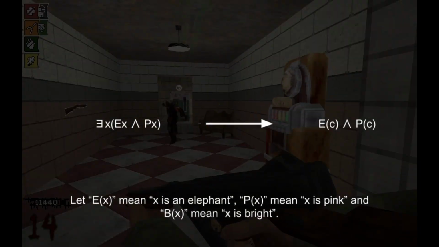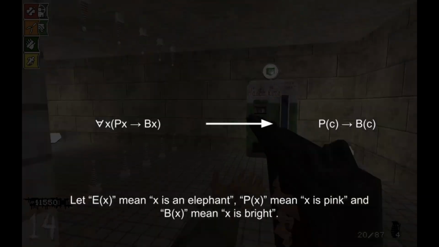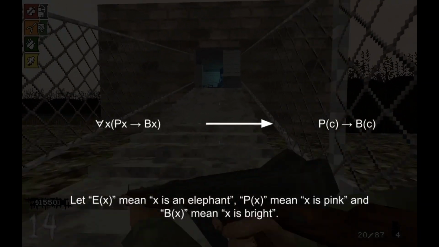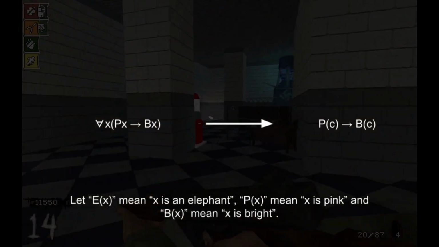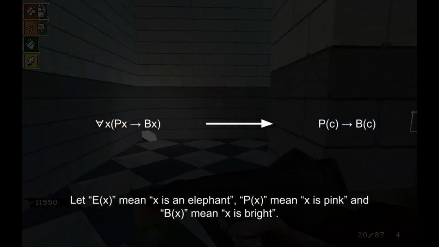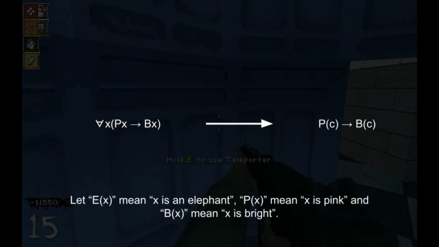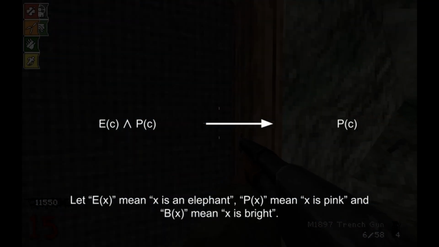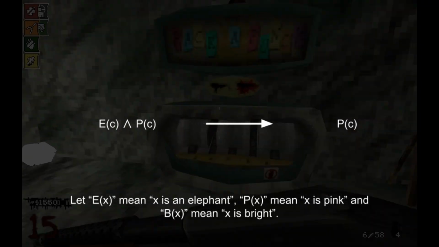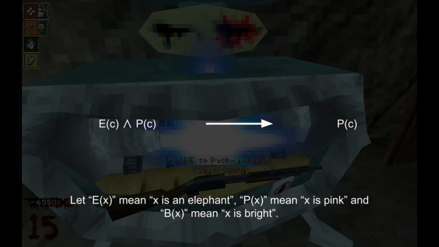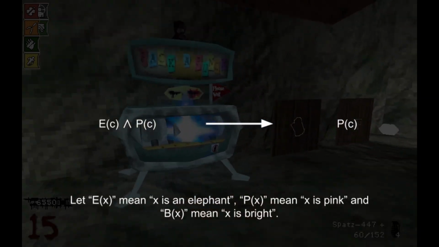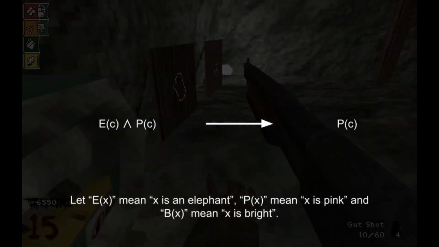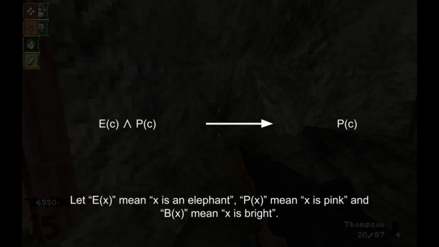Now, from premise two, the statement that for all X, if X is pink, then X is bright, we can derive that if C is pink, then C is bright. Remember, this is universal instantiation. However, we have stated that C is an elephant and that C is pink. And given and elimination, remember, if you have an and statement, both sides of the connective are true. So you can derive that C is pink from the and statement. So we've derived that via and elimination.